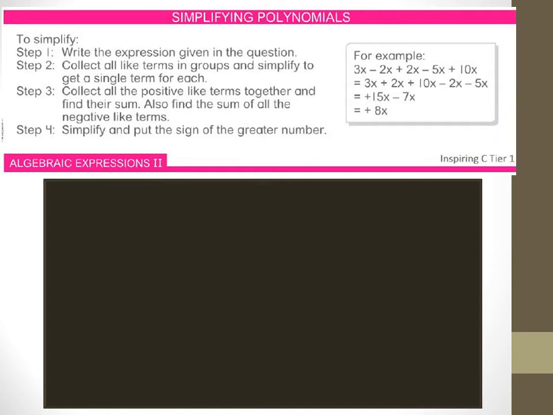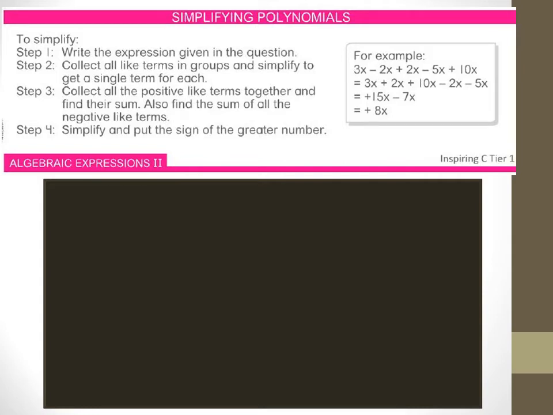So now, how to simplify polynomials? The first step will be to write the expression given in the question, collect all the like terms in groups and simplify to get a single term for each. Collect all the positive like terms together and find their sums. Also find the sum of all the negative like terms. Simplify and put the sign of the greater number.